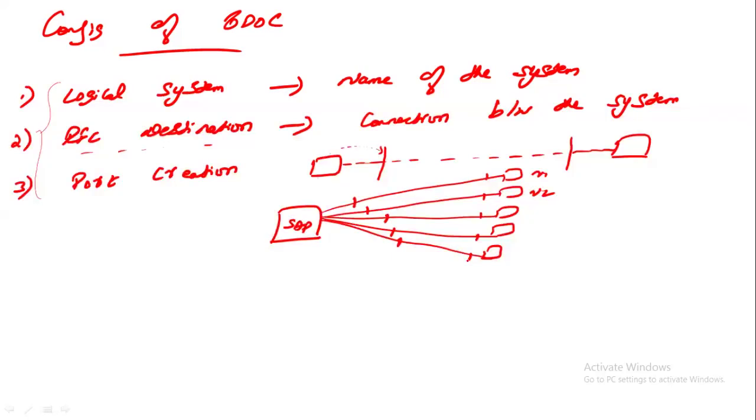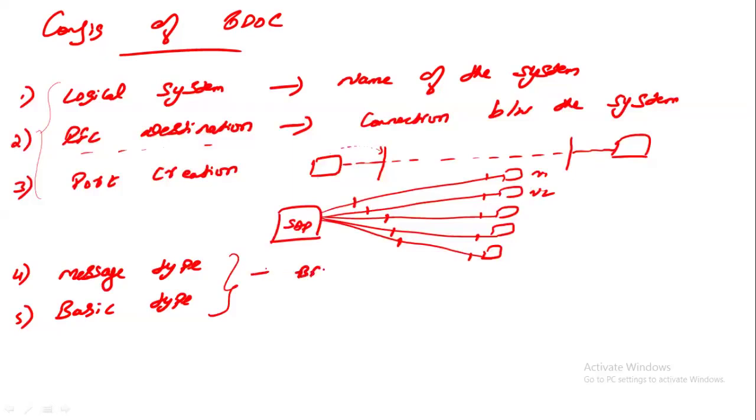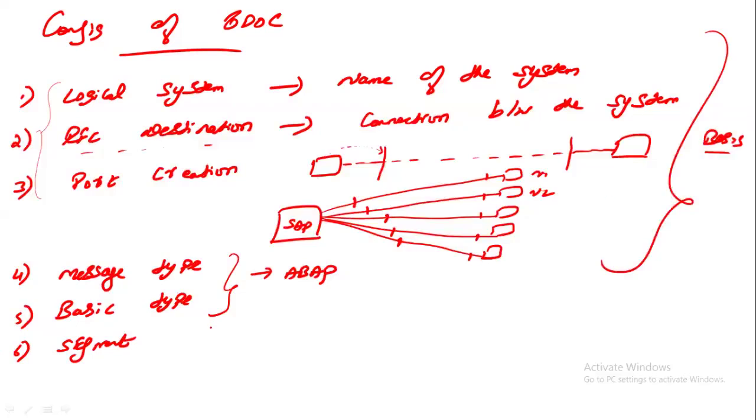These three jobs are done by the basis consultant. Once these three jobs are done, then the ABAPer comes into the picture. The ABAPer is going to create the message type. The message type and basic type are standard. If you need anything apart from this, then it will be created by the ABAPer. Then you have one more thing, which is the segment. When you create the basic type or message type, they will involve the segment also. So this is done by basis. This is done by ABAP.